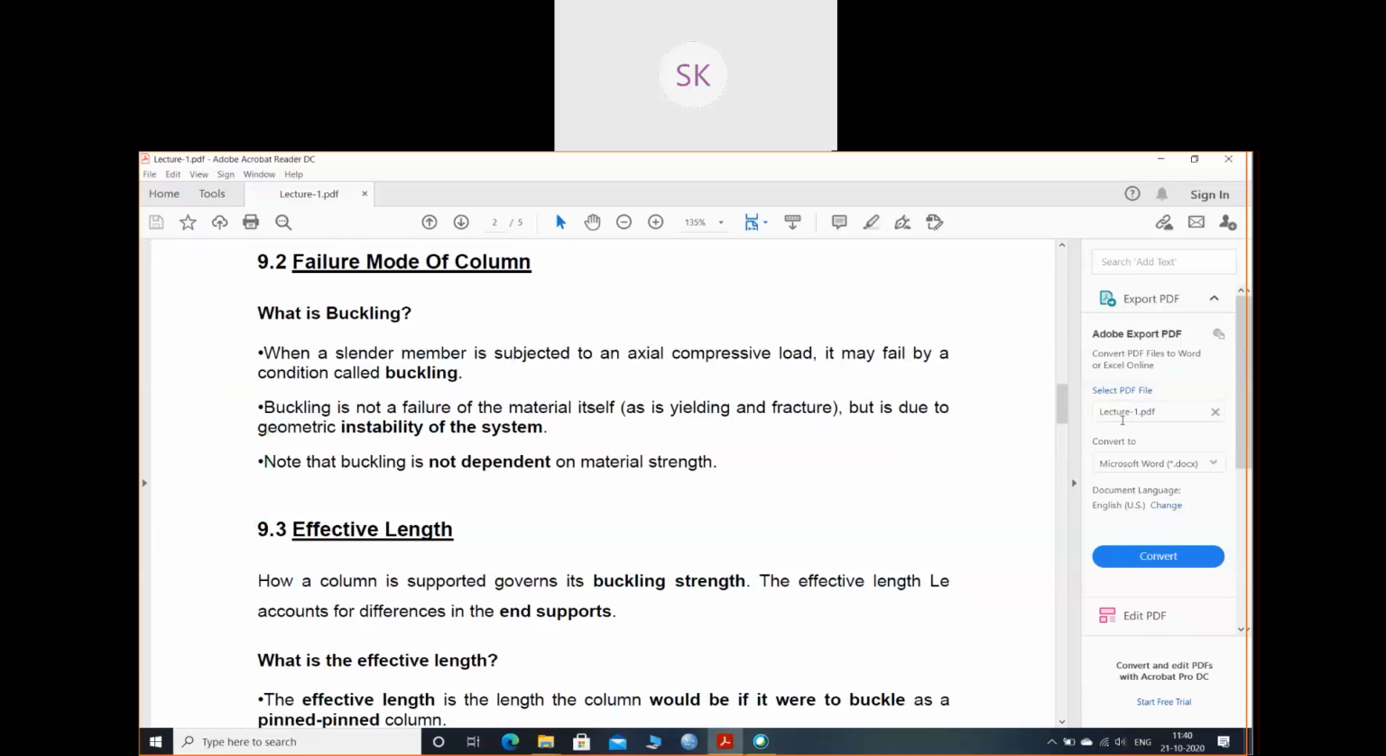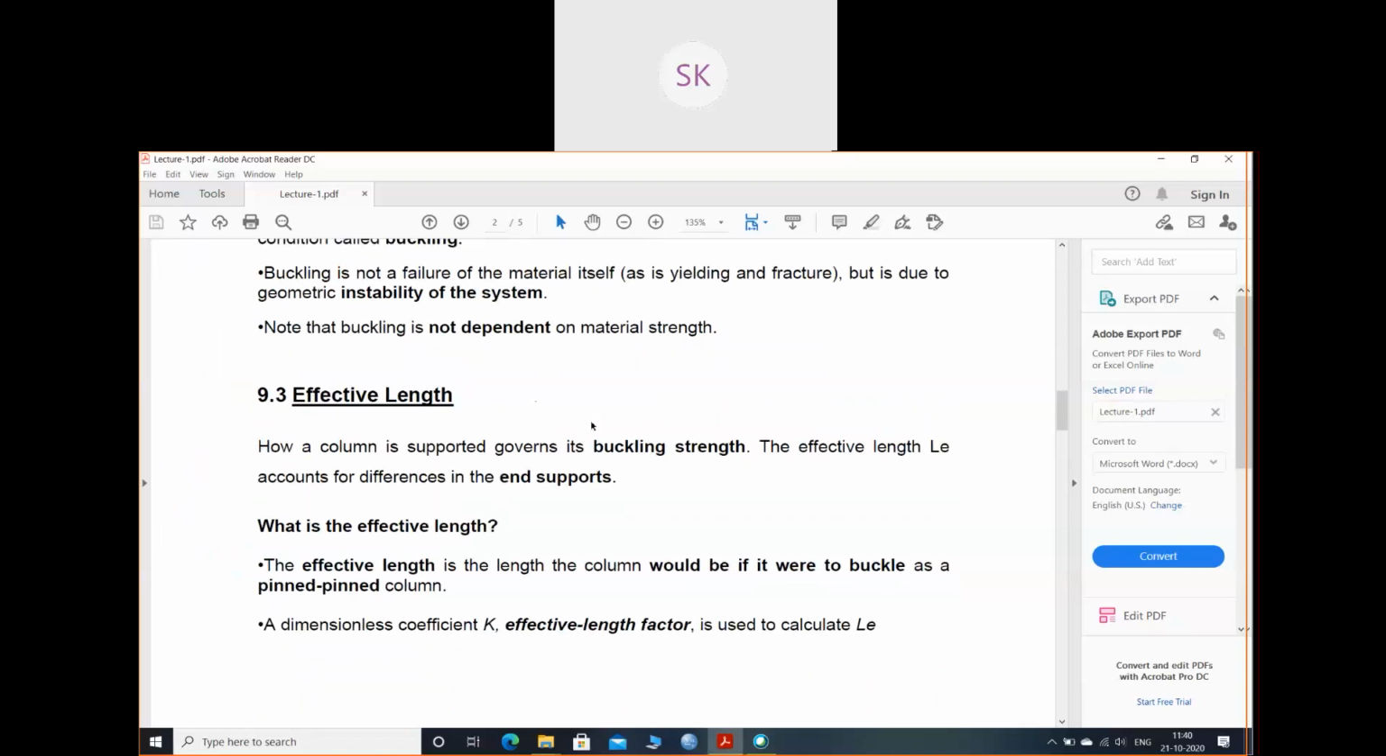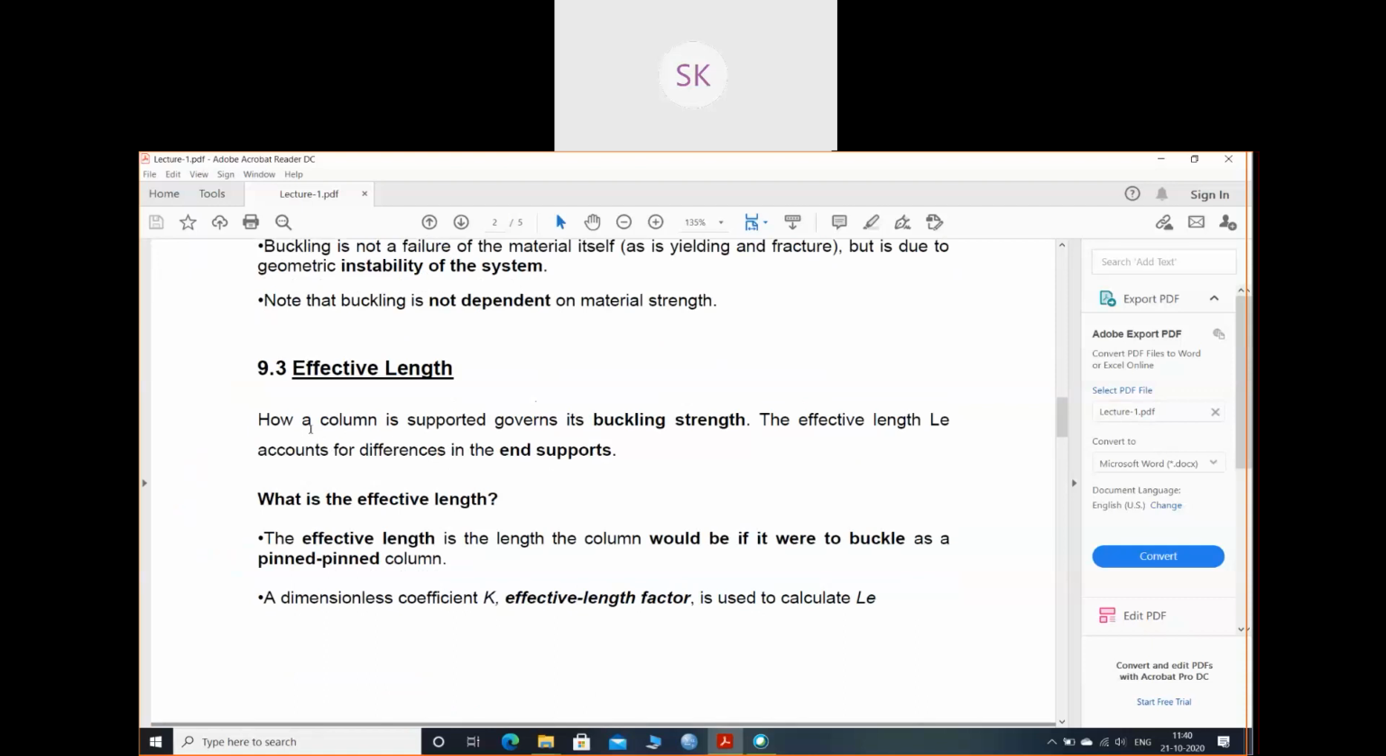So let's discuss what is effective length. How a column is supported governs its buckling strength. Your column will be supported at both the ends. This is the column; let me draw this time a square column. This will be supported at the base also, and at the top also, right? So buckling strength is also dependent upon the support condition. What is the support condition?